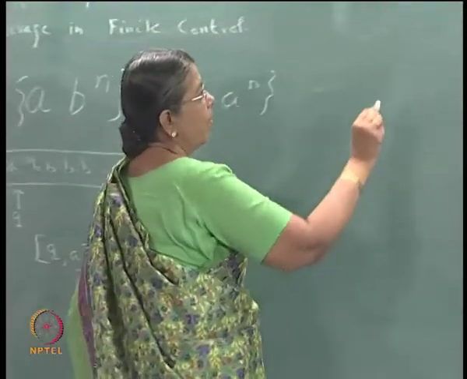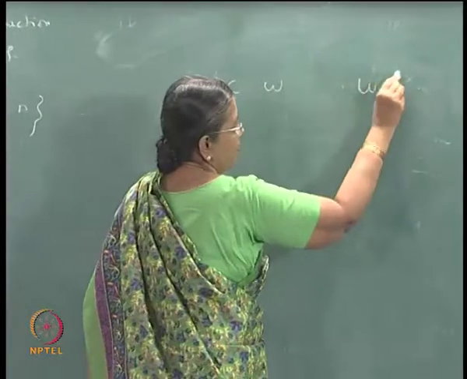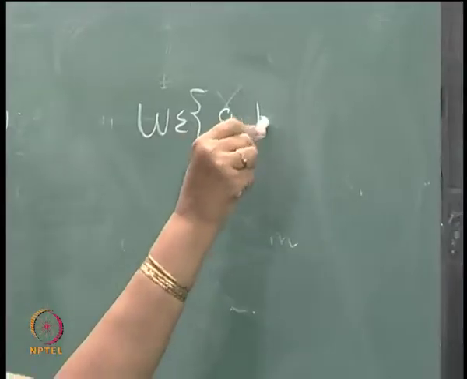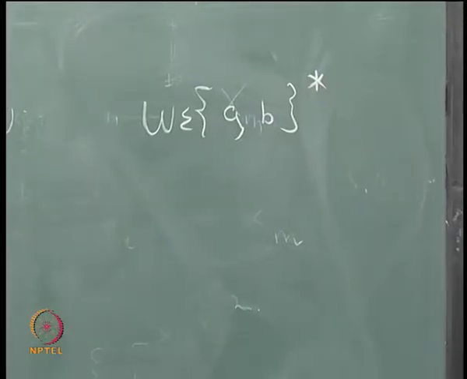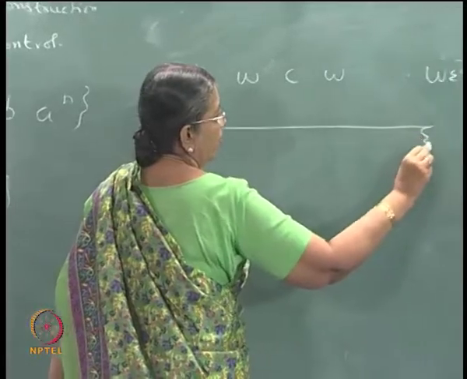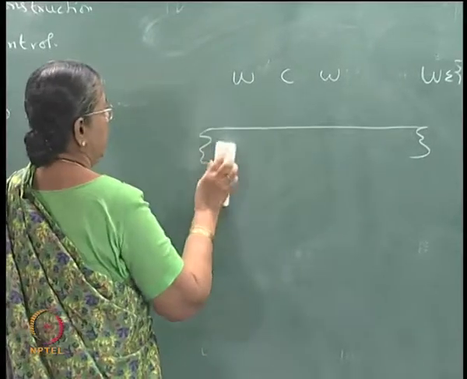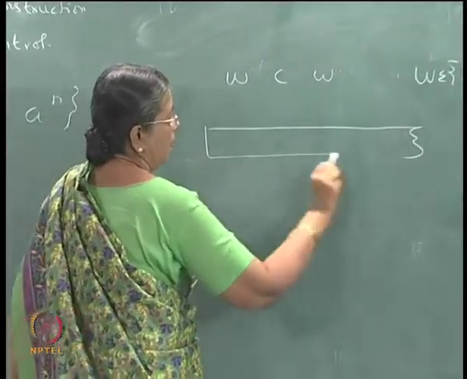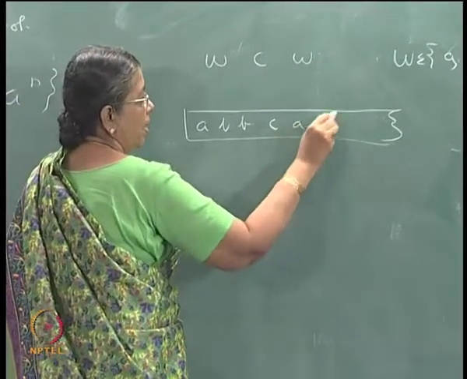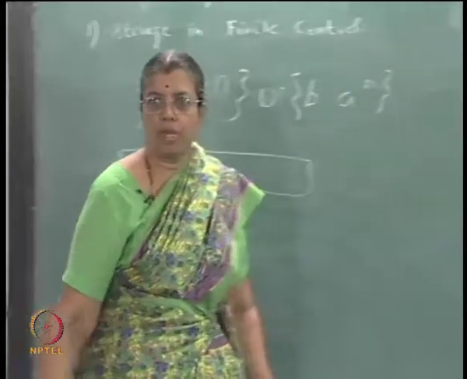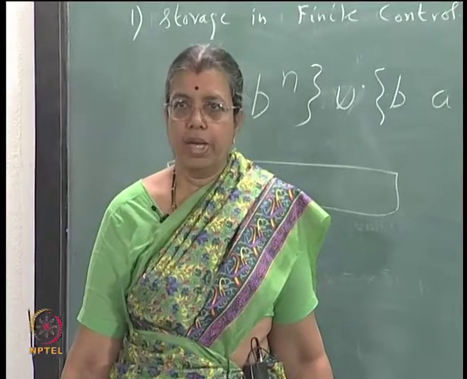Another thing is, suppose I want to accept W C W, where W is a string of A's and B's. So, what we can do is, the left hand I can fix. Suppose A B B C A B B. No, this is not context free. This is context sensitive. You cannot have a push down automaton accepting that.